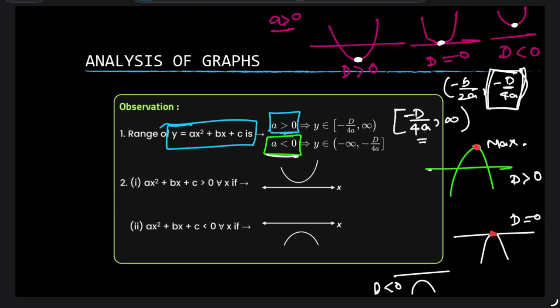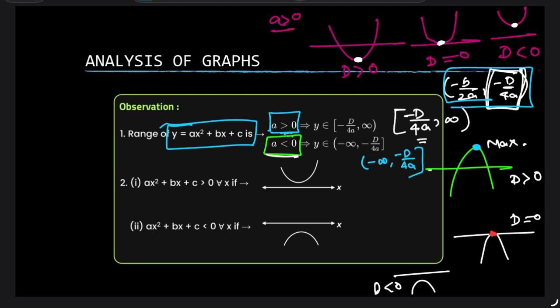Why is the minimum not defined? Since if you look at the graph, it is fully going down. It means the minimum is not defined, but we do have the upper boundary. And what is that upper boundary? It is nothing else but the vertex itself, that is (-b/2a, -D/4a). So the range will be minus infinity to -D/4a. This was about the range.